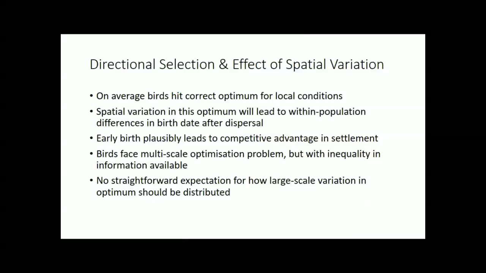But there's inequality in the amount of information available. You can have very good knowledge about what the optimum timing might be for your local site, but often you will have very little knowledge about your timing relative to the entire population that your offspring might be competing against. And indeed, there's no really straightforward expectation for how the variation in that optimum at the larger scale should be distributed. And I think it's interesting to think about this tension between small scale and large scale optimization and how that feeds through to determine the optimal pattern for timing of breeding in birds.